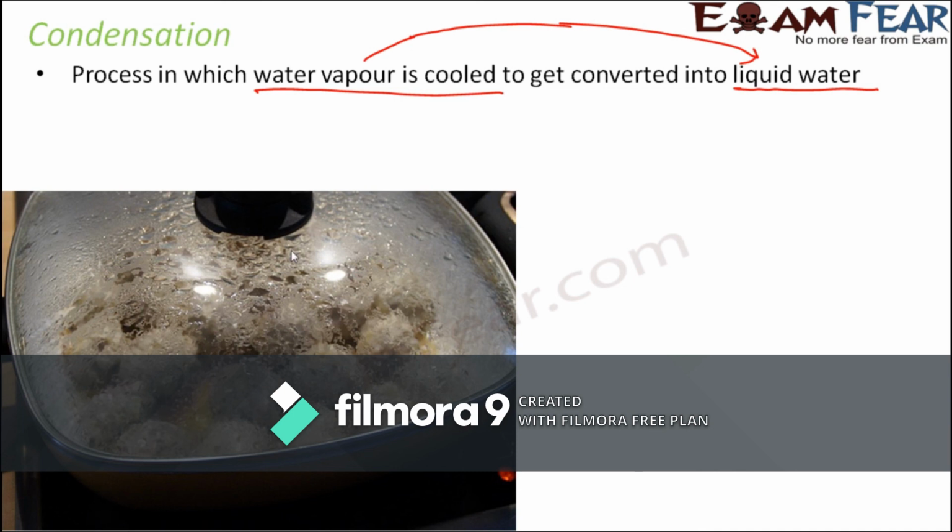That is nothing but the water vapor, which was initially at a higher temperature. When you took that lid and covered the vessel, the water vapor got exposed to a lower temperature because the lid was at a lower temperature. As a result, it got condensed to form liquid water droplets, and they were seen as the water droplets on the surface of the lid. So this is another example.